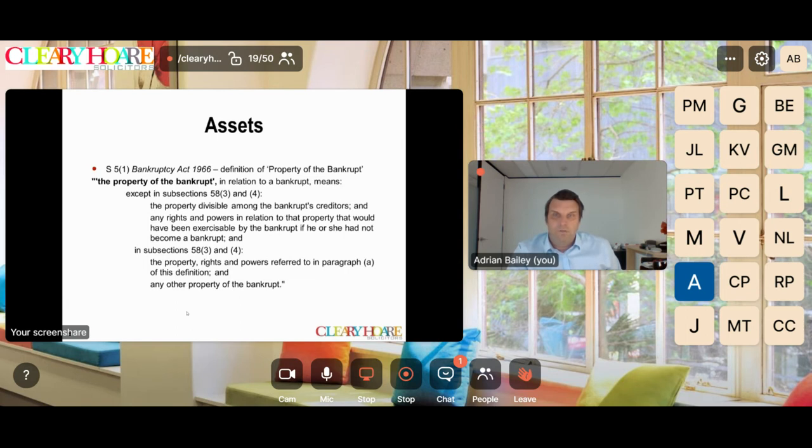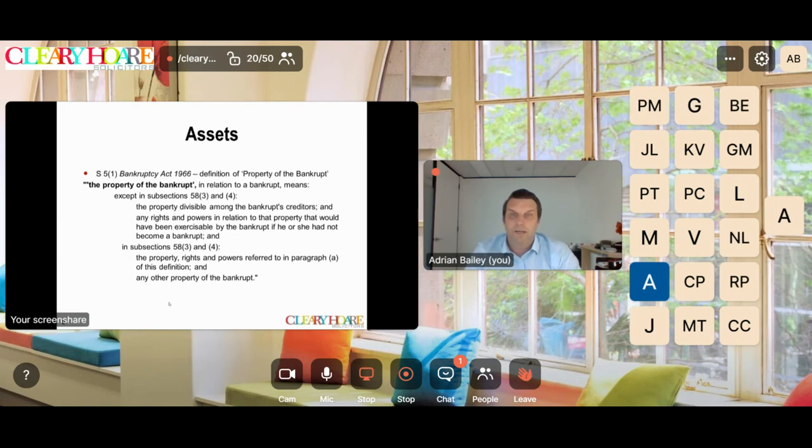The assets themselves that the trustee in bankruptcy takes over is the property of the bankrupt. So in relation to that, again, we have a definition of property of the bankrupt, which is contained in the Bankruptcy Act. And that's the property divisible among the bankrupt's creditors and any rights and powers in relation to it. So we don't just have what you would consider to be normal property in relation to things like shares and cash. We also have things like rights. So we'll see some of the interactions with that during the presentation in terms of the way that has potentially exposed other assets, not technically held by the individual.